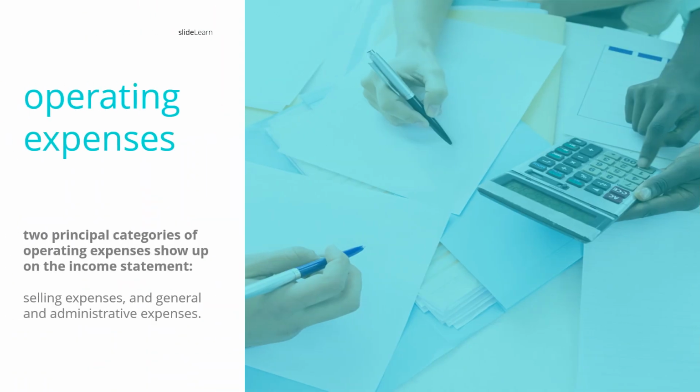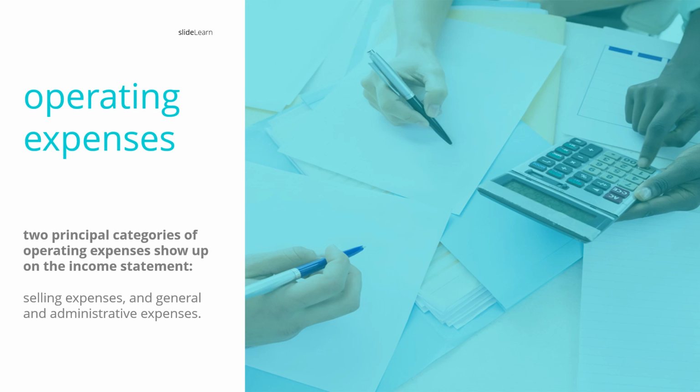Two principal categories of operating expenses show up on the income statement. Number 1, selling expenses: any expenses a company incurs to sell its goods or services to customers. Some examples are salaries and commissions paid to sales staff, advertising expenses, store supplies, and depreciation of a retail shop's furniture, equipment, and store fixtures.